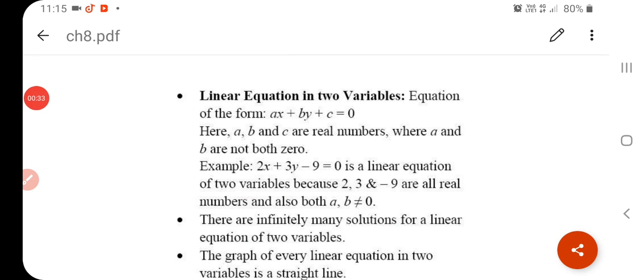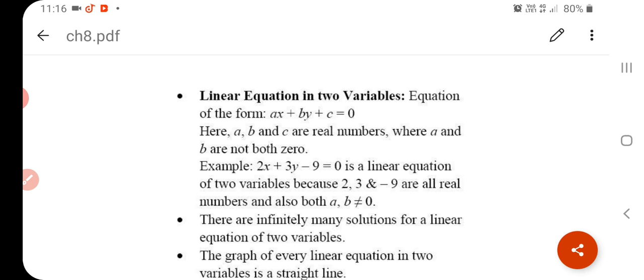First of all, you know what a linear equation in one variable is. If in an equation the variable's highest power is 1, it is called a linear equation in one variable, and there is only one variable. An equation of the form ax + b = 0, where a and b are real numbers and a is not equal to 0, is called a linear equation in one variable, where the highest power of the variable is 1.